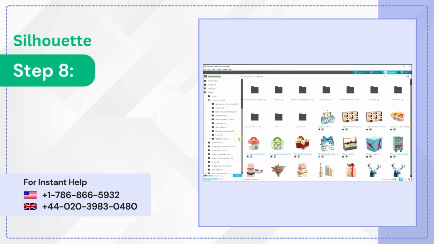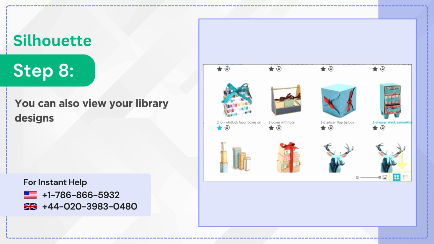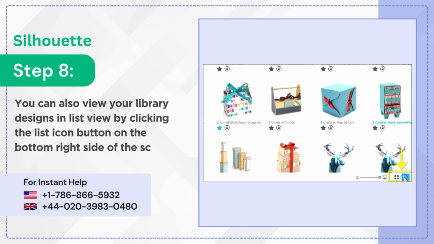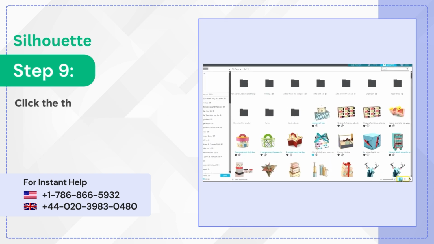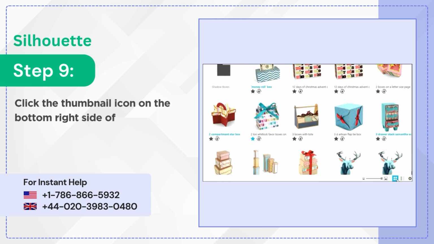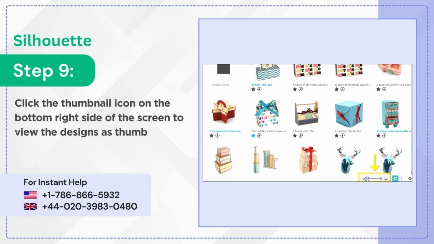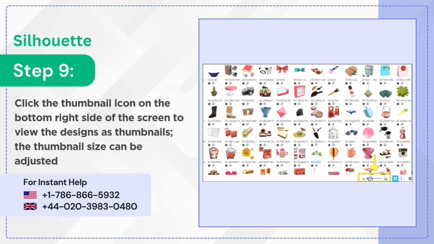Step 8. You can also view your library designs in List View by clicking the List icon button on the bottom right side of the screen. Step 9. Click the thumbnail icon on the bottom right side of the screen to view the designs as thumbnails. The thumbnail size can be adjusted using the slider.